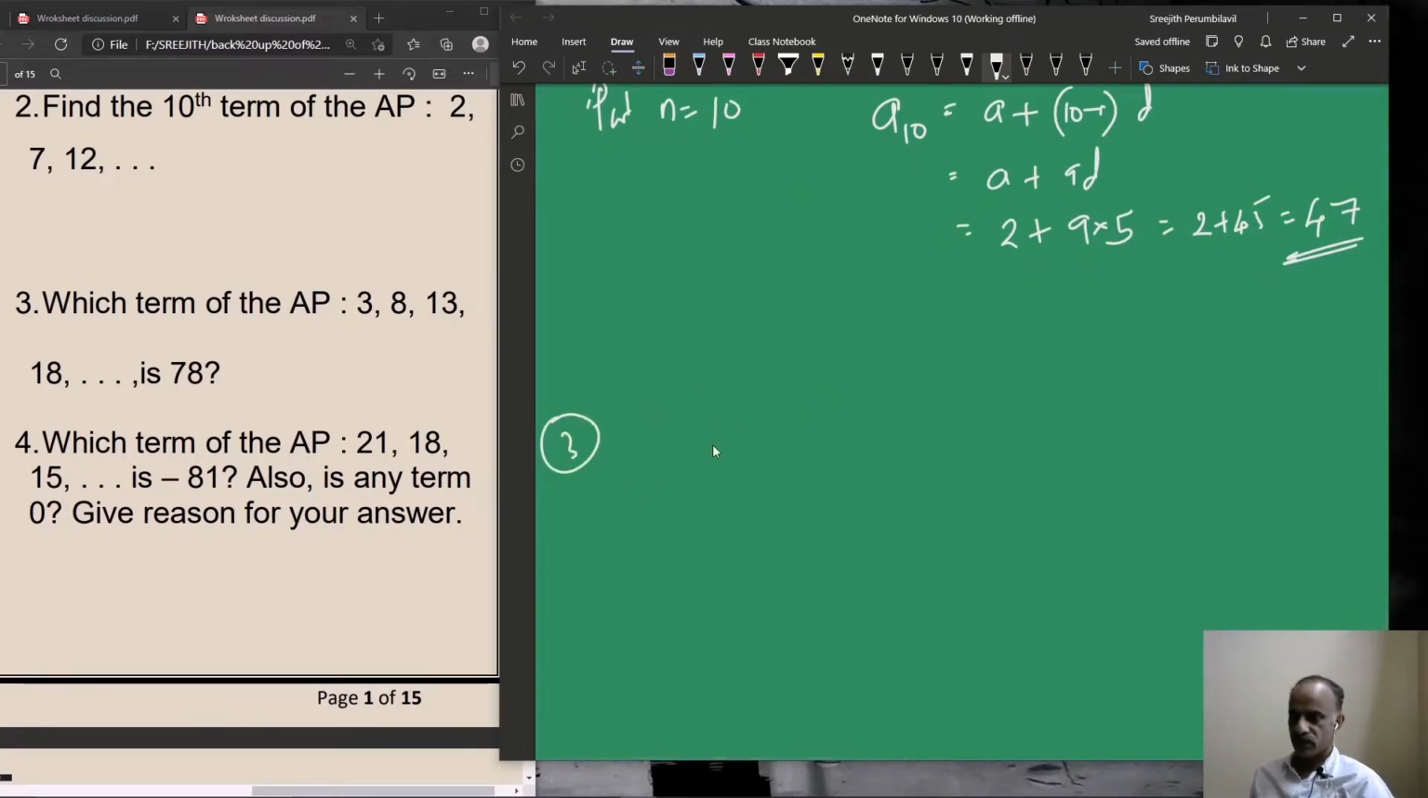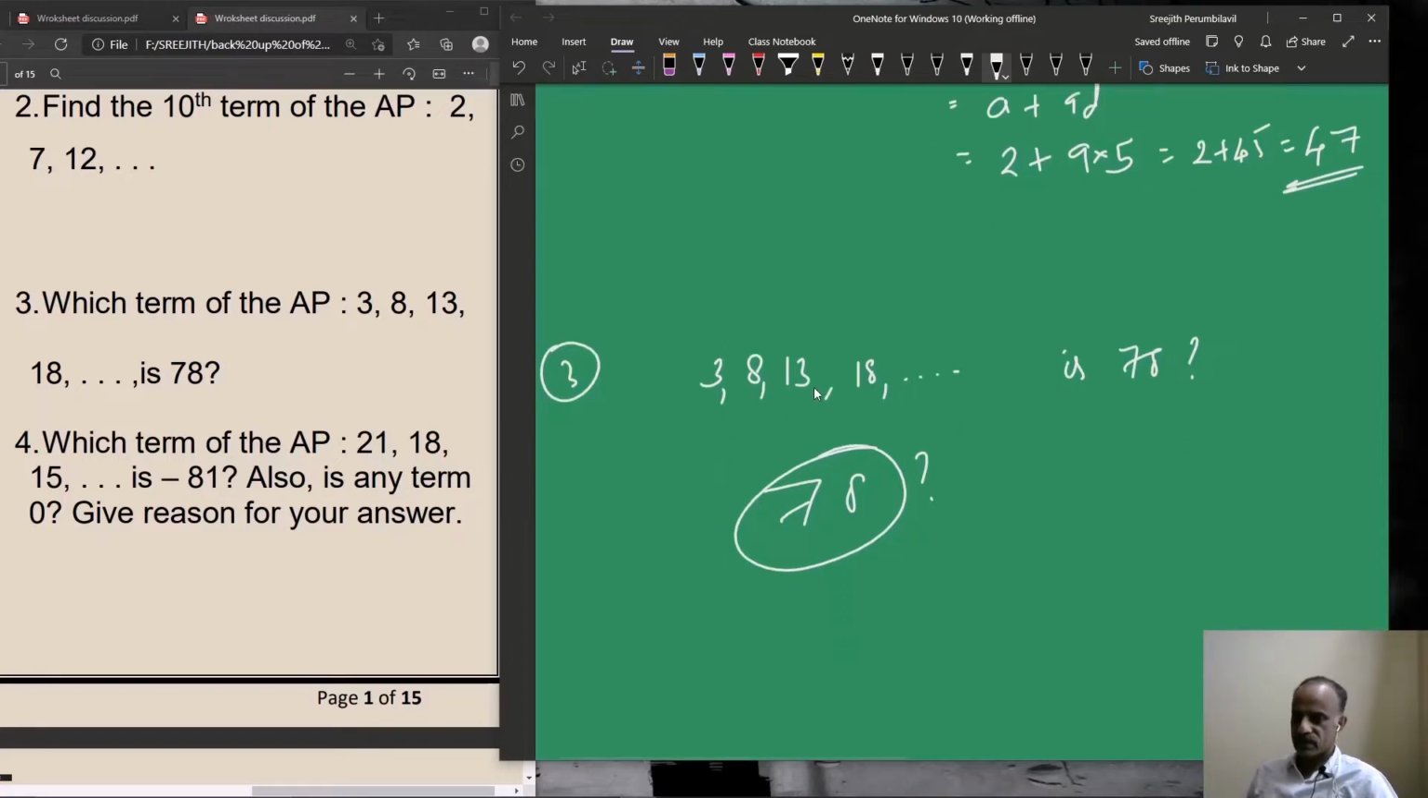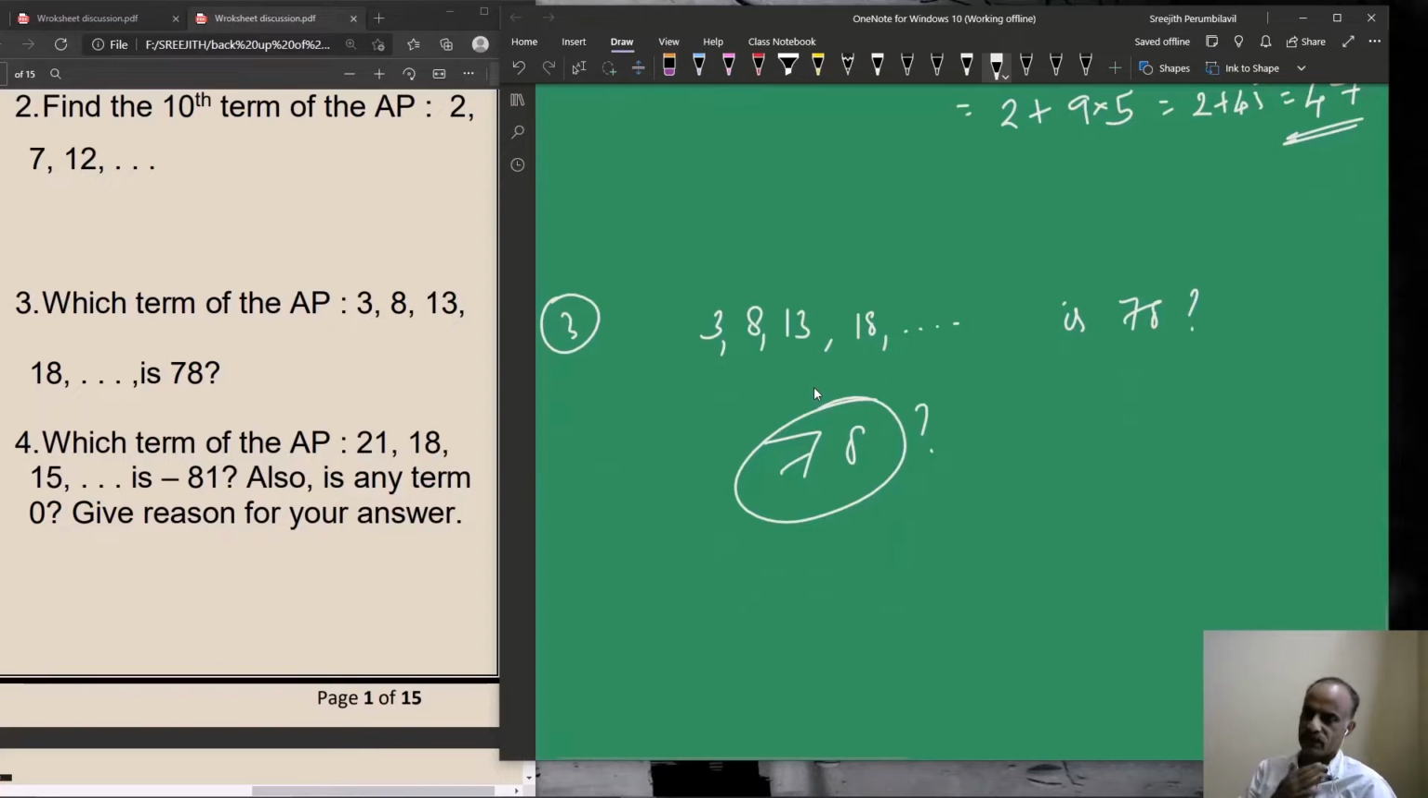Now the question is the reverse. Question number 3, an AP is given: 3, 8, 13, 18, etc. Which term of this AP is 78? Is it the 6th term, the 10th term, the 100th term, the 25th term, the 23rd term? Which term is 78? In such cases, what we need to find is the position of 78. As soon as any AP is given, we will first find two things. The first term, A is equal to 3, and the common difference, which is any term minus the preceding term. The easiest one is A2 minus A1, 8 minus 3, that is equal to 5.